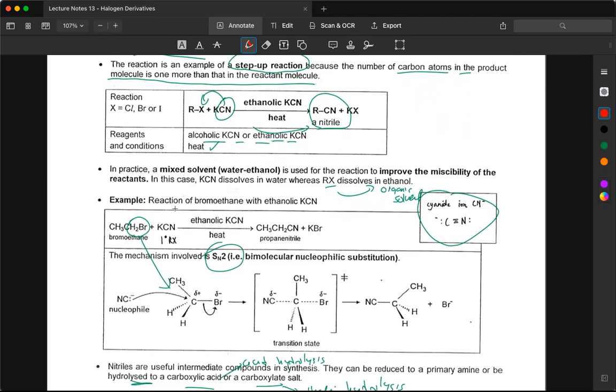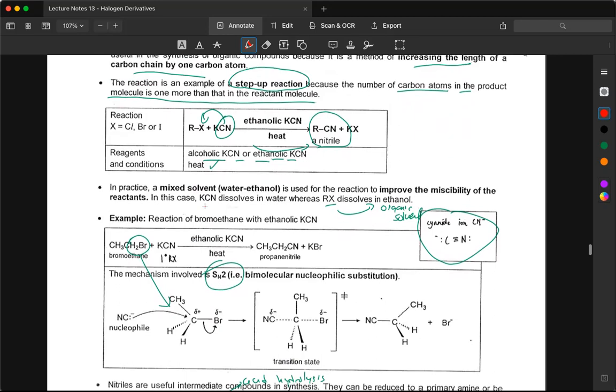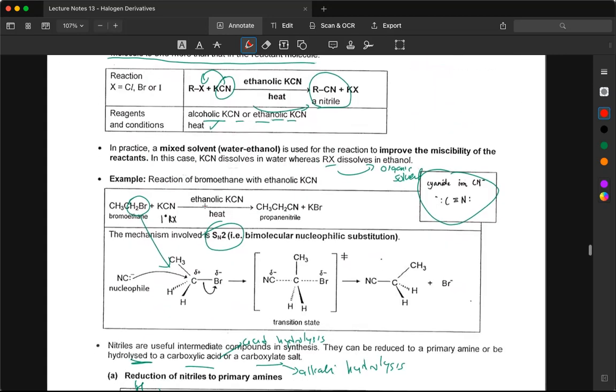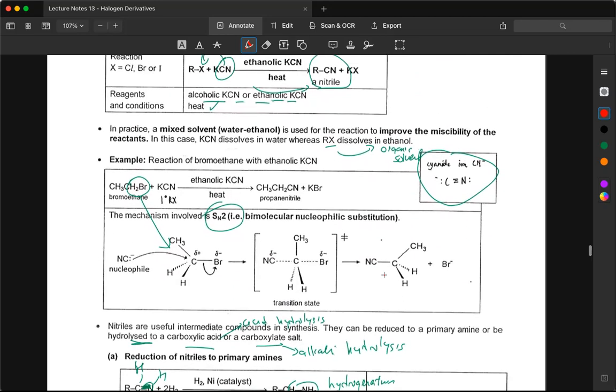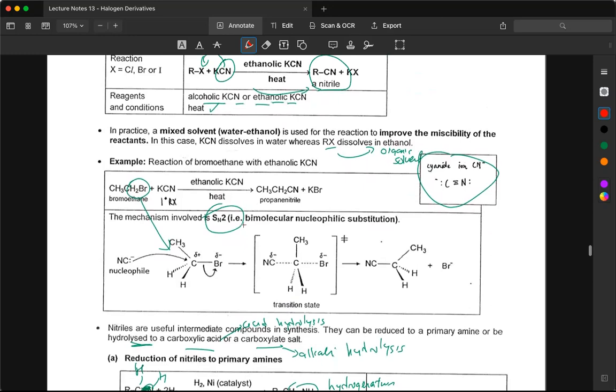Example of reaction between bromoethane and ethanolic KCN. So we have this, and this is still an SN2 reaction: backside attack, transition state, product. So we form a nitrile because of the cyanide ion.